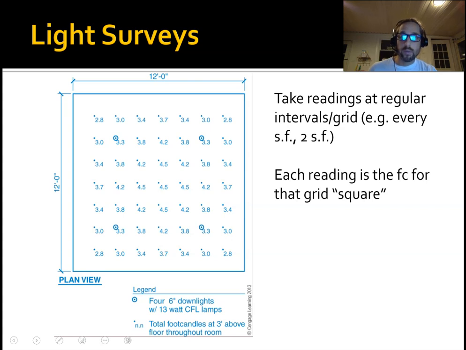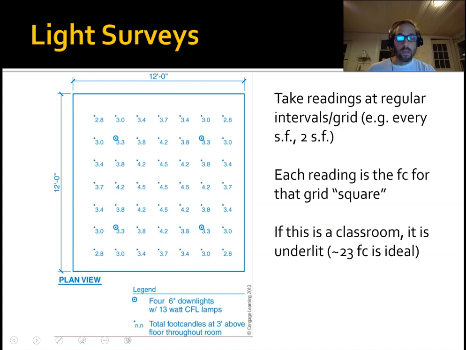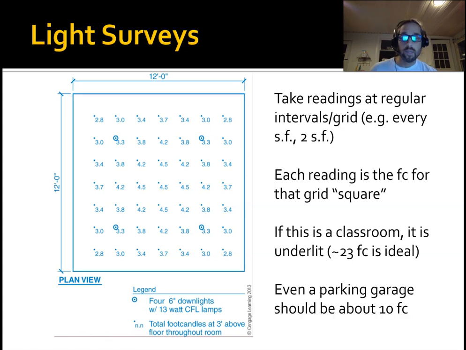So for this room, for example, you can see we're hovering mostly between 3 and 5 foot candles. If this is a classroom, this is way underlit. A classroom should be about 23, 24 foot candles. Even a parking garage should be about 10 foot candles. So if that's the case, this is underlit.